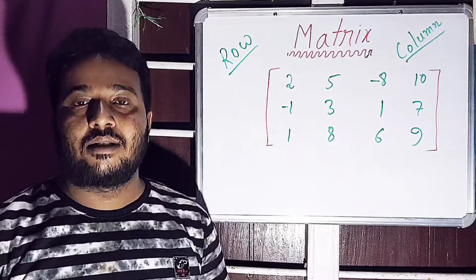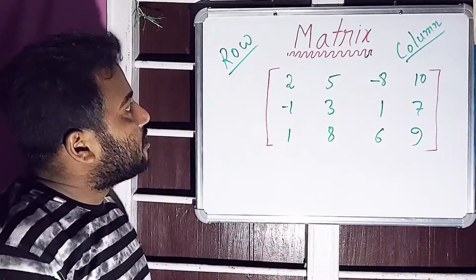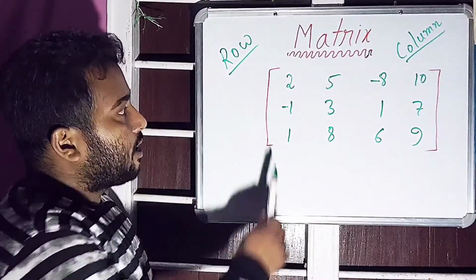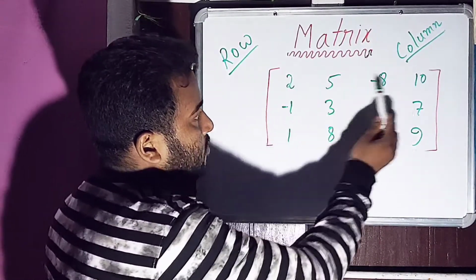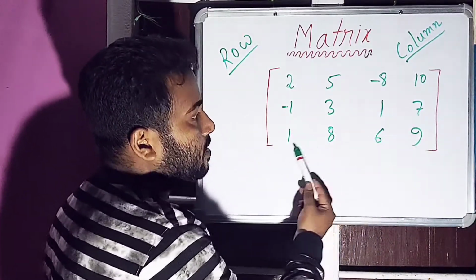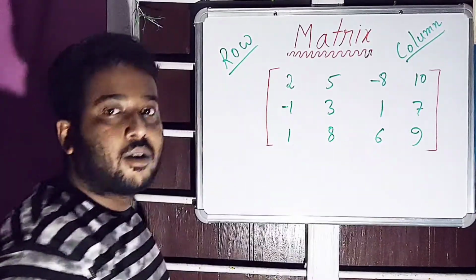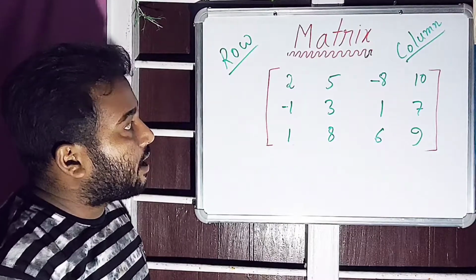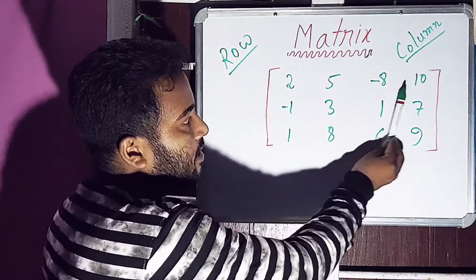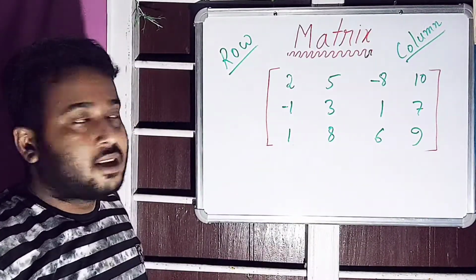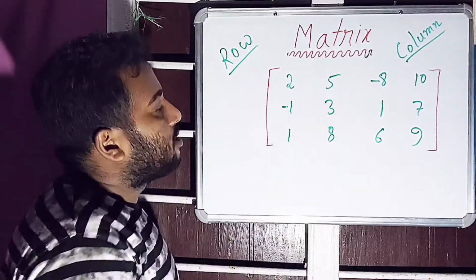Now we will understand what is row and column in a matrix. So first of all, what is row? The horizontal lines in a matrix are called rows. So the first line, this one, it is a row. This is also a row. This is also a row. The horizontal lines in a matrix are called rows, and the vertical lines, that is this line, this line, this line, and this line, are columns. So all of these lines are columns. So the horizontal lines will be called rows.